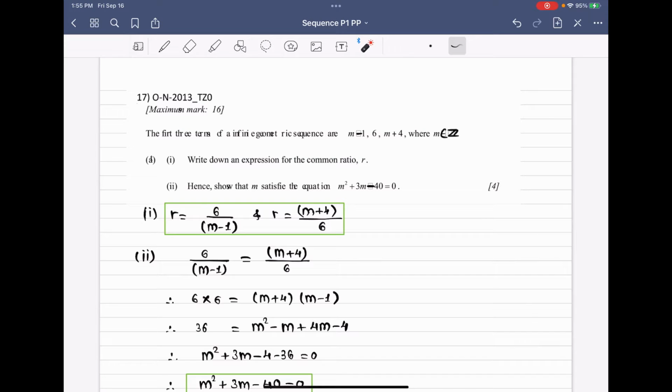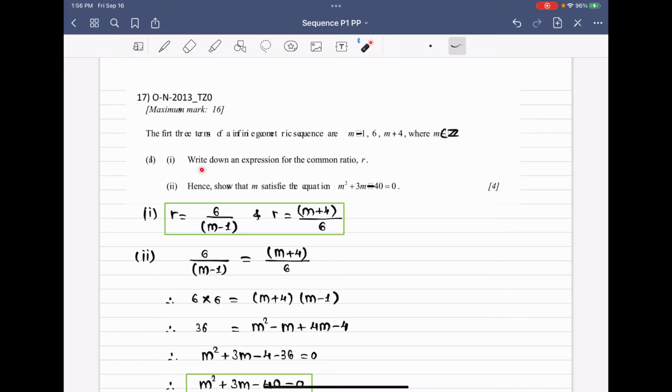October, November 2013, time zone 0, maximum mark 16. That means this is a paper 1 section B type of question. The first three terms of an infinite geometric sequence are m minus 1, comma 6, comma m plus 4, where m belongs to Z, that means integer.